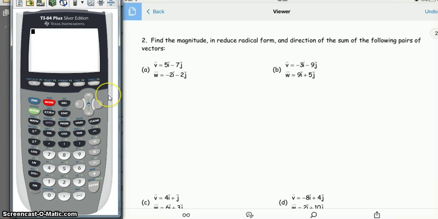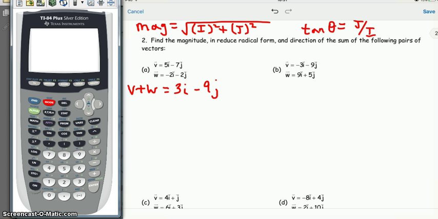Then from there, it says that they want V plus W. They want you to simply find the magnitude and direction for the sum. So V plus W, I simply add the i's together and add the j's together, and I end up with 3i minus 9j for letter A there. Once I get 3i minus 9j, I want to find the magnitude.